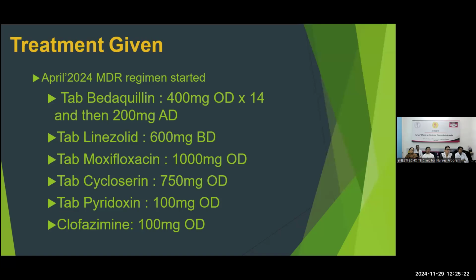tablet bedaquiline 400 mg once a day for 14 days, and then 200 mg on alternate days. Tablet linezolid 600 mg twice a day. Tablet moxifloxacin 1000 mg once a day. Tablet cycloserine 750 mg once a day, and tablet pyridoxine 100 mg once a day, in addition to clofazimine 100 mg once a day.